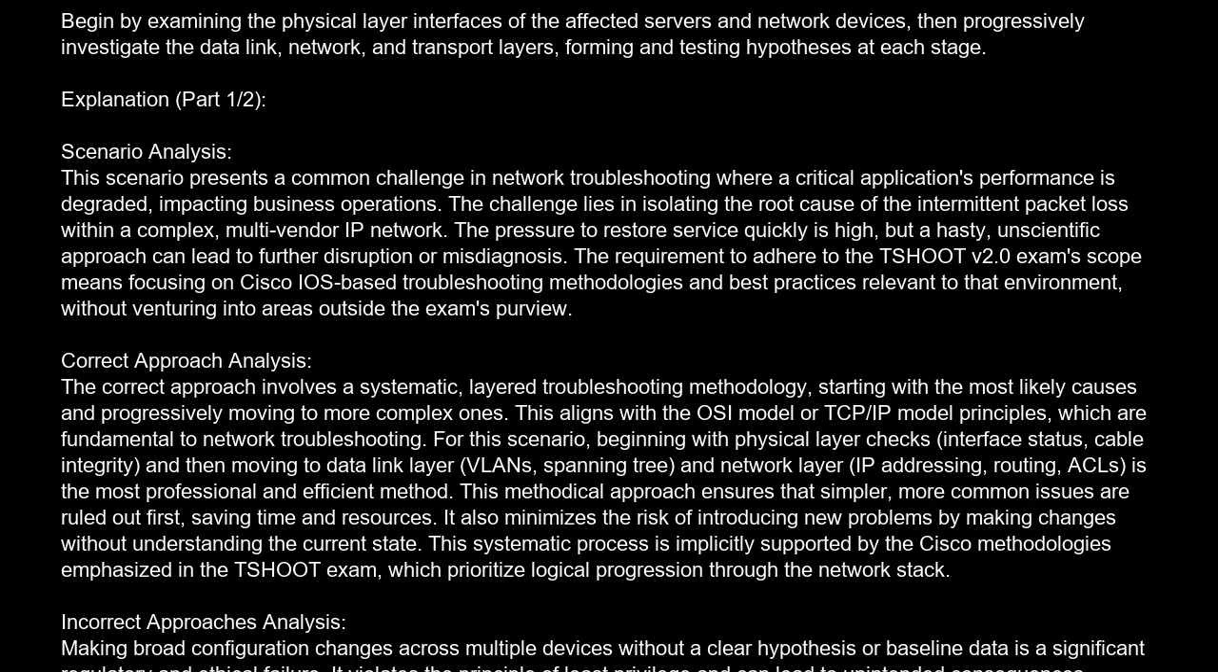The correct answer is A. Begin by examining the physical layer interfaces of the affected servers and network devices, then progressively investigate the data link, network, and transport layers, forming and testing hypotheses at each stage.